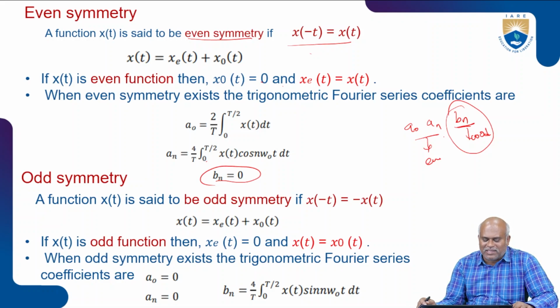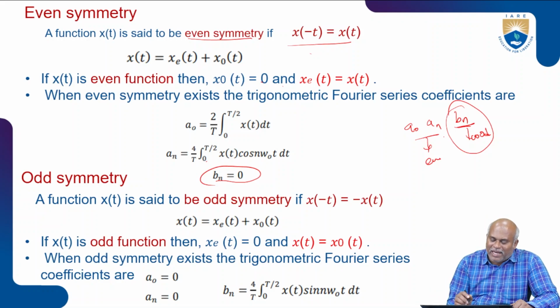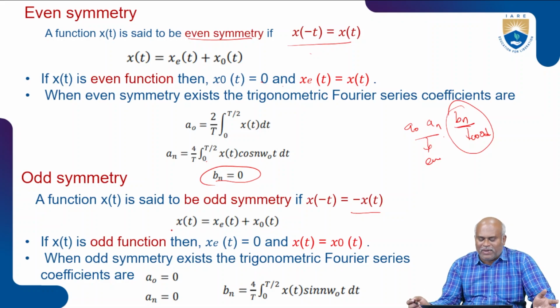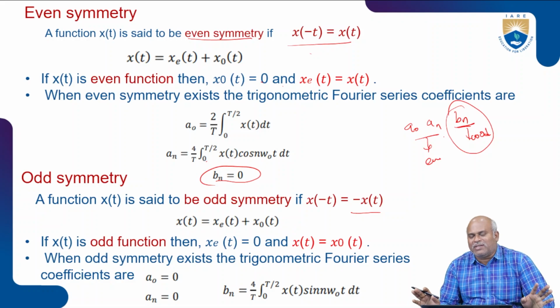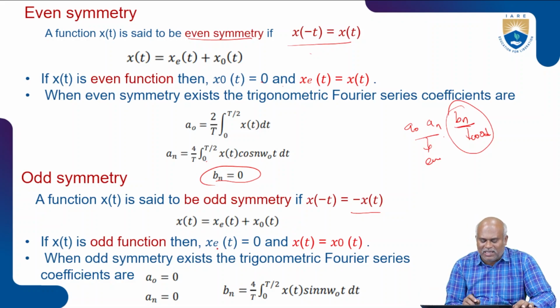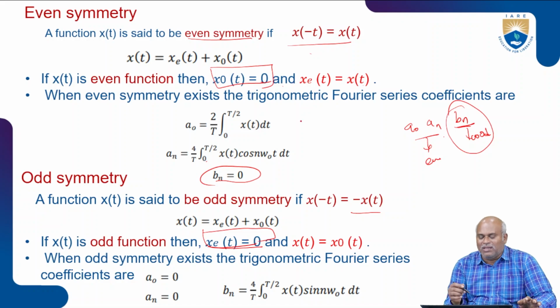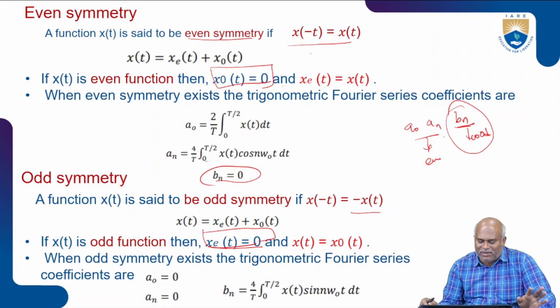Next, odd symmetry. A function x of t is said to have odd symmetry if x of minus t is equal to minus of x of t. This consists of odd symmetry. Now we can take the signal x of t is equal to x even of t plus x odd of t. If we have an odd function, then the x even values are 0. If we have an even function, the x odd values are 0. Then what output are you getting? X of t is equal to x odd of t only.